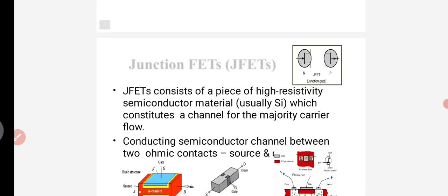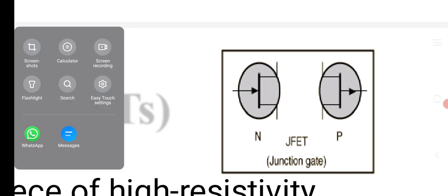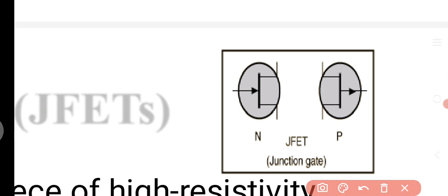So look at the picture. These are the symbols of the junction field effect transistor. The junction field effect transistor has two types, that is N channel JFET and P channel JFET. In the case of N channel, the current direction is into the transistor. In the case of P channel, it is out from the transistor, that is from the gate terminal. In one, the majority carriers enter the device; in the other, the majority carriers leave the device. These are the two types of junction transistor, N channel JFET and P channel JFET.